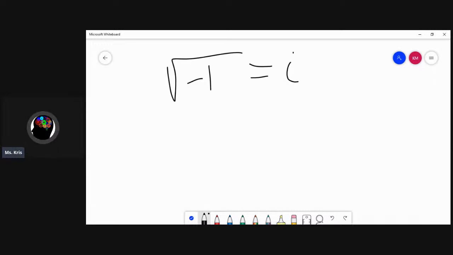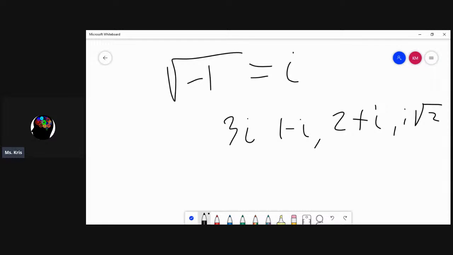So the imaginary unit is i. You'll see it as i, 3i, 1 minus i, or 2 plus i. You may even see i square root of 2. Those are some of the many forms you will see of the imaginary unit.